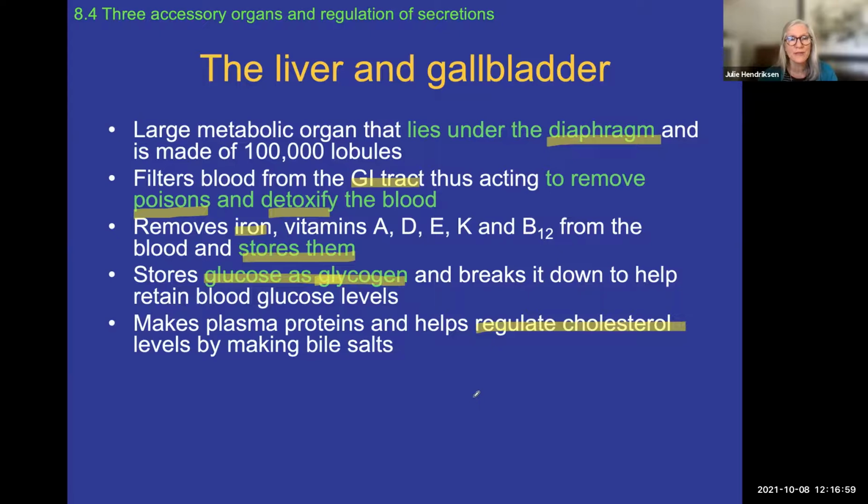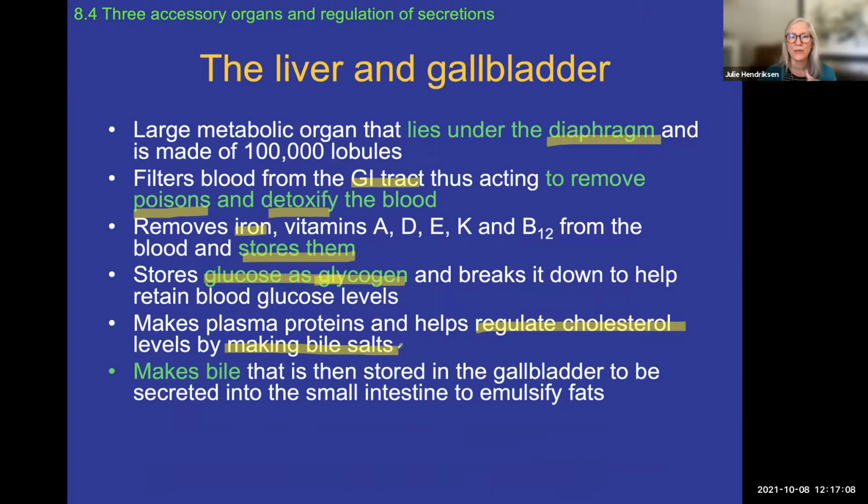Without getting into how it does that, you should also really emphasize that the liver is what makes the bile. It will send it to the gallbladder. So it makes the bile that is then stored or sent to the gallbladder, and the gallbladder will release that, really concentrate it, and then release the bile that, remember, helps emulsify fats. So it makes bile, sends it to the little gallbladder, that's that green sac, and helps to emulsify fats.